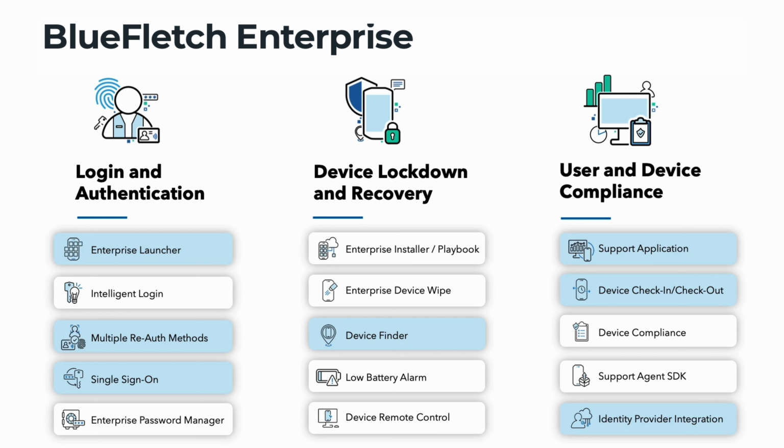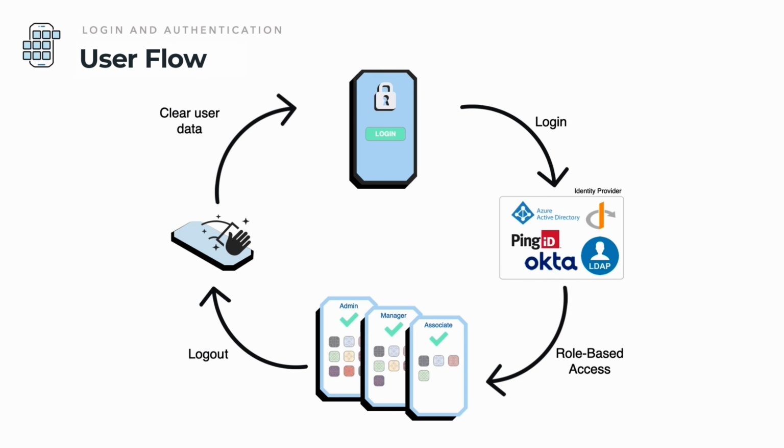Now, let's look at a high-level user flow of shared devices in the enterprise. In its simplest terms, this diagram represents the shared device lifecycle. A user will pick up a device that's completely locked down and ready for login. When they trigger login, BlueFletch will then call directly out to your company standard for identity and security and allow a user to log in with their credentials.